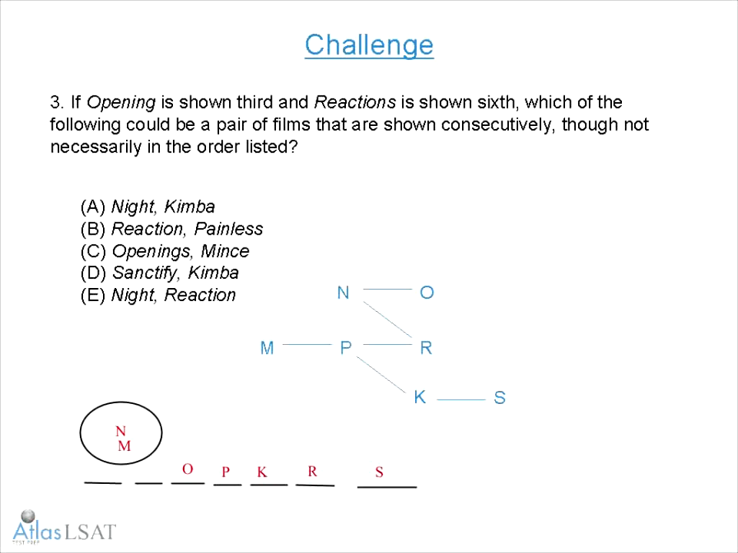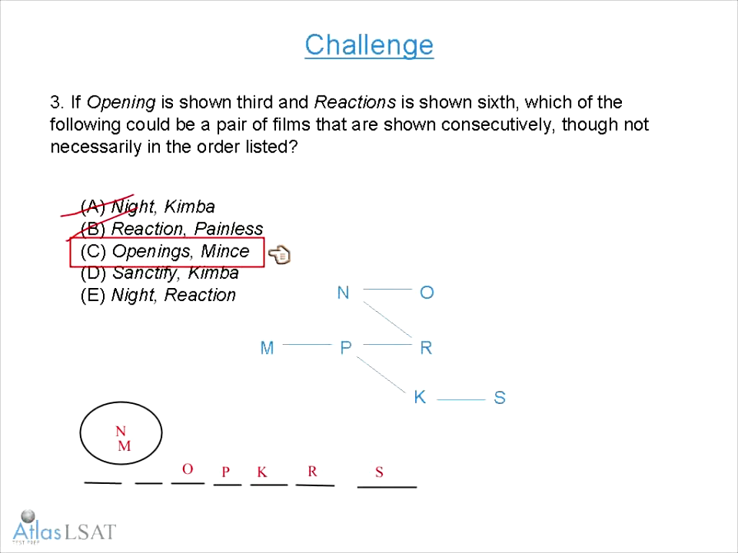Okay, some great answers here. Let's take a look. Could Knight and Kimba be together? No way. Could Reaction and Painless be side by side? No way. Those are separated by K. The correct answer here is Openings and Mints. I could have M right before the O. That's the correct answer. It doesn't matter what the order is as long as they're consecutive, according to the question. We wouldn't want to check the last two. We'd want to take our answer and move on.